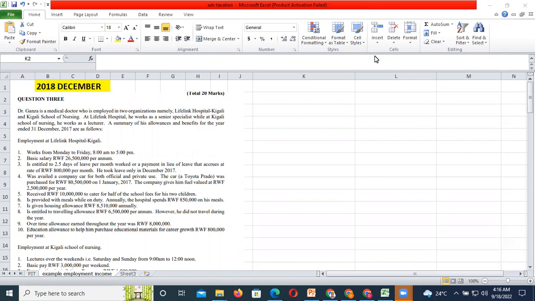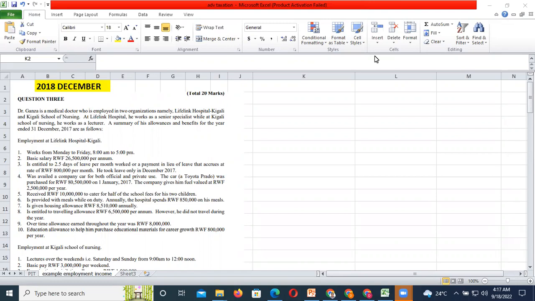That is number 3. Number 4, was availed a company car for both official and private use. The car, Toyota Prado, was purchased at 80 million. The company gave him a fuel card of 2.5. So that one is a motor car benefit. Received 10 million to cater for half of his school fees. That is the money received. It's not a benefit, it's cash.